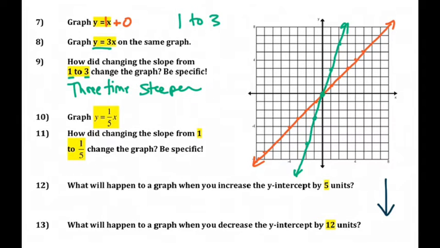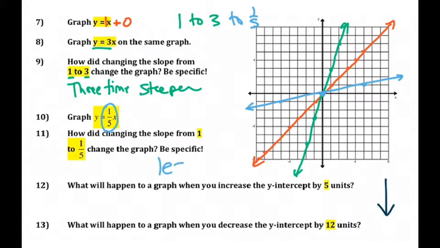Okay, next one. Graph y equals 1/5 x. So again, the slope is changing. So now it's going from 1 to 3 to 1/5. If I start at 0 again, because the y-intercept is still 0, I'm going to go up 1 and over 5, down 1 and backwards 5. And so how would you describe that change on my graph?